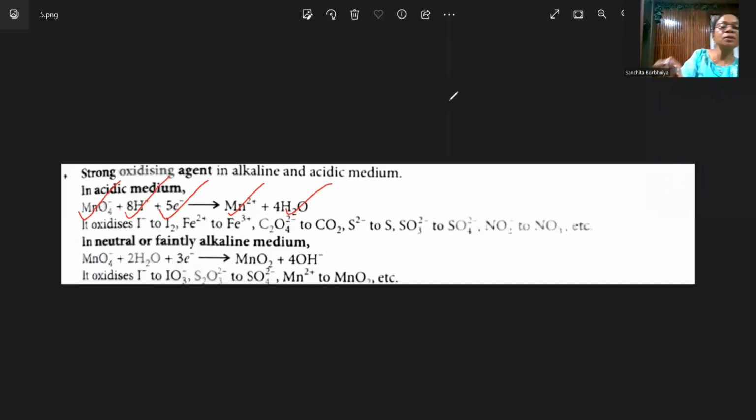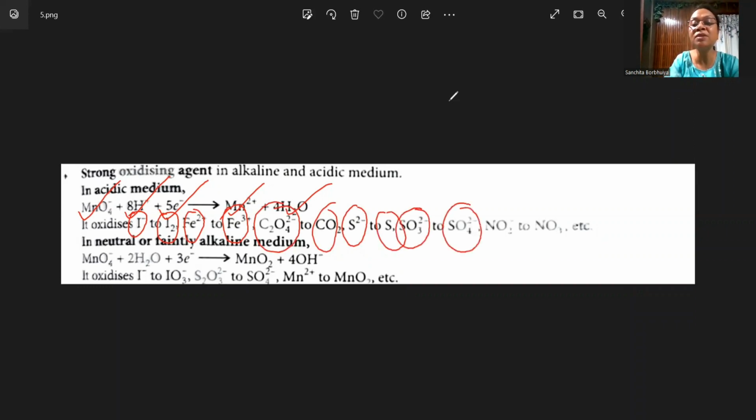For MnO4 minus in acidic medium with 5 electrons, you get Mn2 plus and H2O. So here also, this is one half equation, and for the second half, you can use I minus getting oxidized to I2. See, it's repeating, the same thing dichromate had also done. Fe2 plus is converted to Fe3 plus. C2O4 2 minus, the oxalate anion, is converted to carbon dioxide. S2 minus coming from H2S goes to sulfur. SO3 2 minus is converted to SO4 2 minus. NO2 minus is converted to NO3 minus. And this is how it goes.